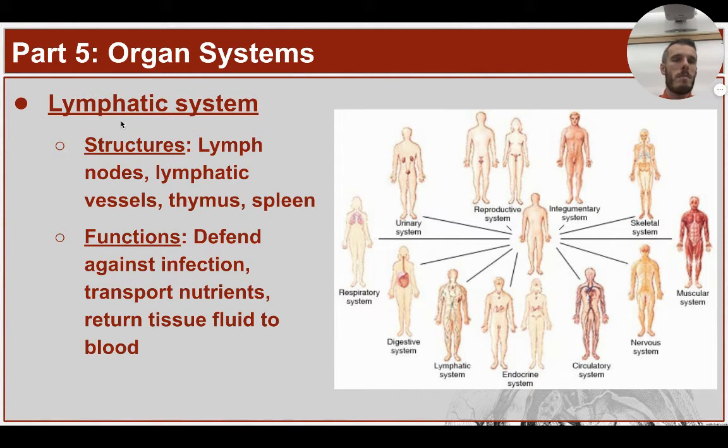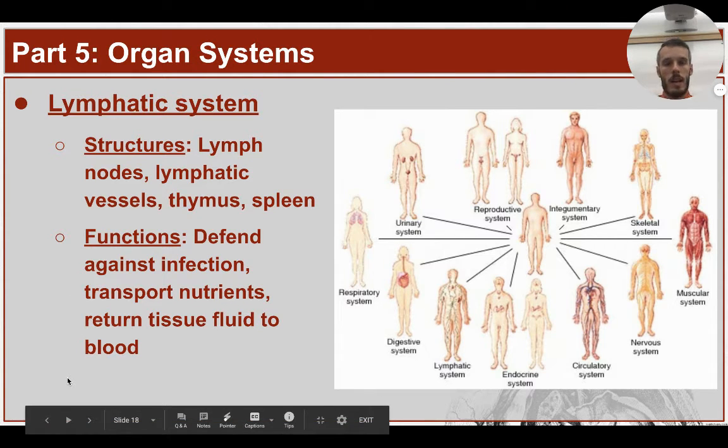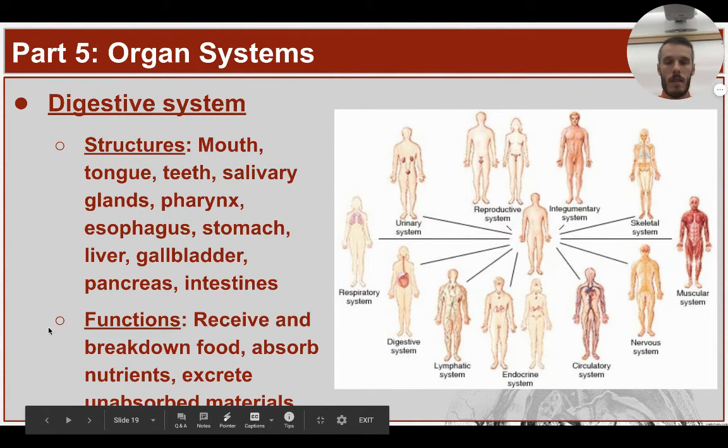The lymphatic system may be something that you haven't heard of, but obviously we want our lymphatic system to be doing lots of work right now, especially when we're in school in the middle of a pandemic. Okay, but the lymphatic system includes lymph nodes, lymphatic vessels, your thymus, and your spleen. And the lymphatic system helps to defend you against infection, as well as, just like your cardiovascular system, transporting nutrients and returning tissue fluid to your blood. Okay, it helps to clean up a lot of this stuff.